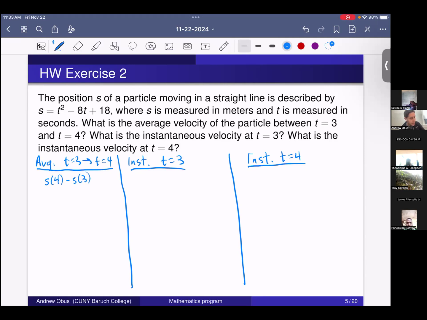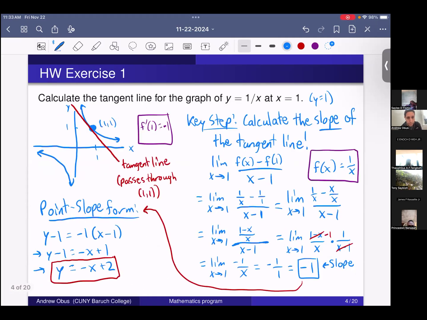Hello? Yes, you came back. Yeah, that was a network problem. Sorry. Oh, wait, is there somebody else? Yeah, something else from the previous problem, problem number 1.